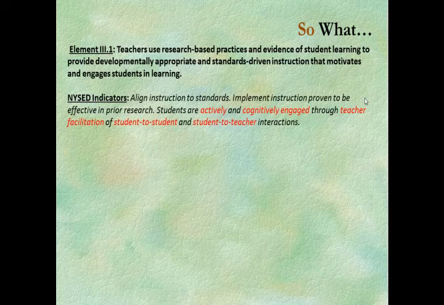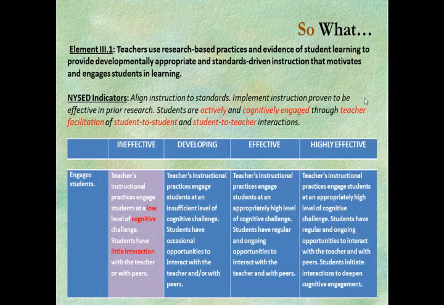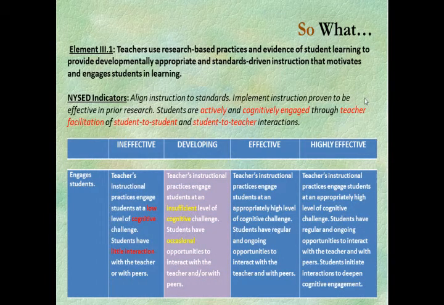And now let's take a look at the rubric itself. As we move from ineffective to highly effective, let's mark some of the words that articulate what evidence of student engagement should look like at each of the levels of practice. At the ineffective level, you may note some indicator language such as low cognitive or little interaction. At the developing indicator, you might notice insufficient level of cognitive challenge or occasional.